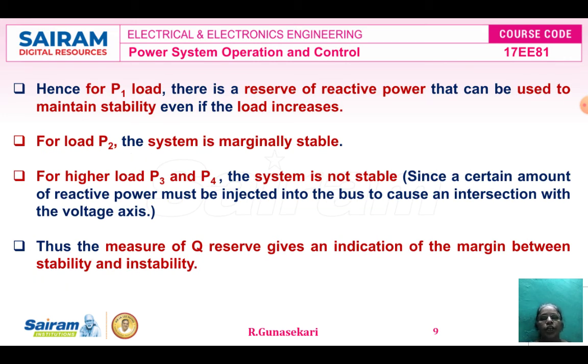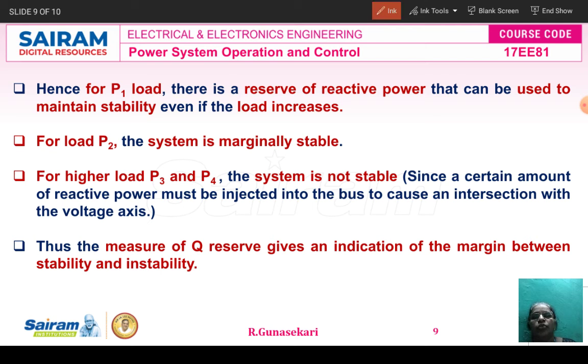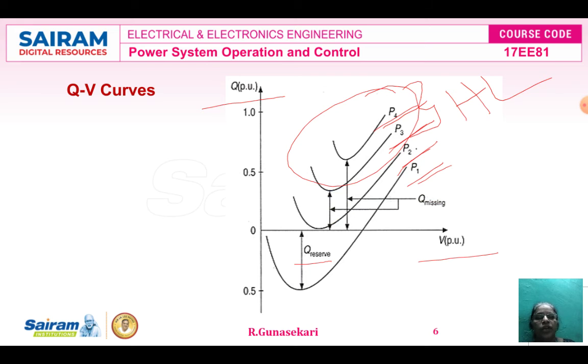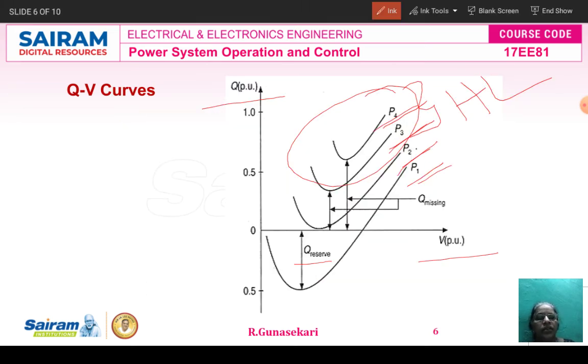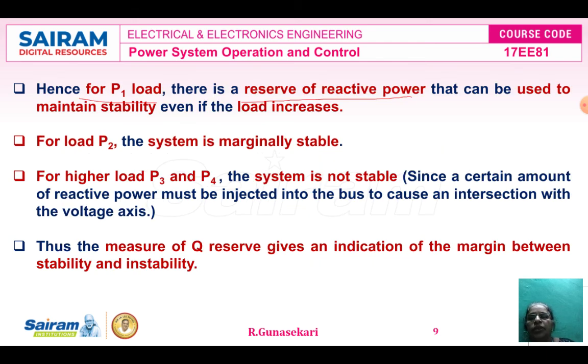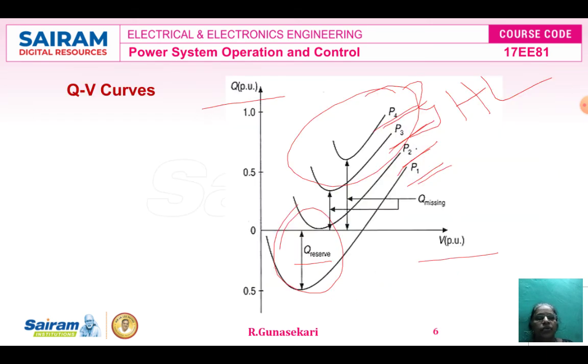Now I already told you from the diagram that for the P1 load, there is a reserve of reactive power. It can be used to maintain the stability even when the load increases. Now you see, in this curve, the P1 load has a Q reserve. Then P2: for the P2 load, the system is marginally stable.